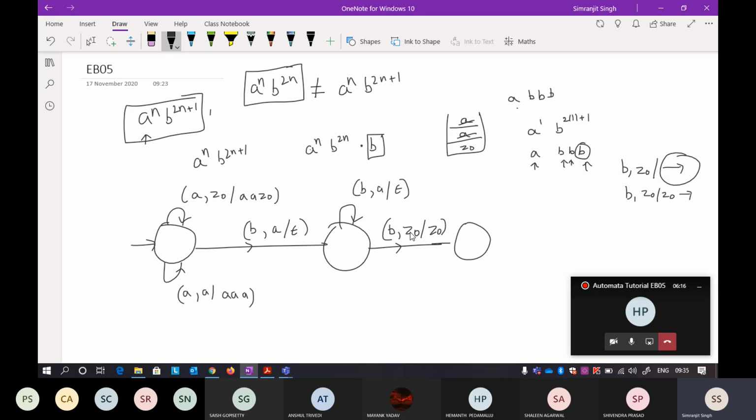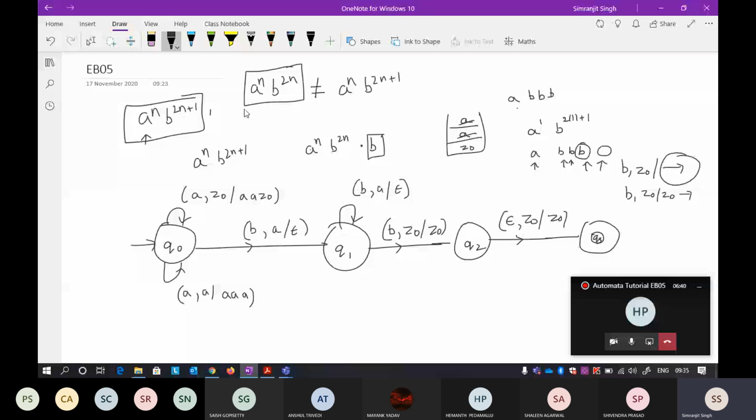On seeing a b, you don't do anything, and the stack will remain as it is. Now the input is over, so it means that you are seeing nothing, and at the top of the stack there is a z node, so you do nothing and move to the final state. Okay, so that will be your correct pushdown automata for this particular question.